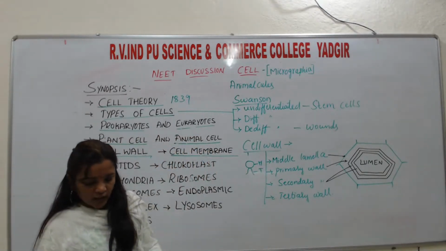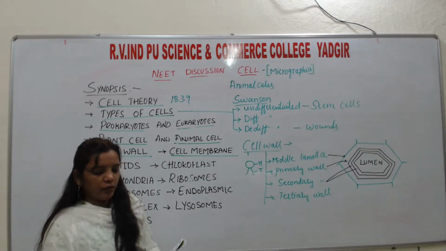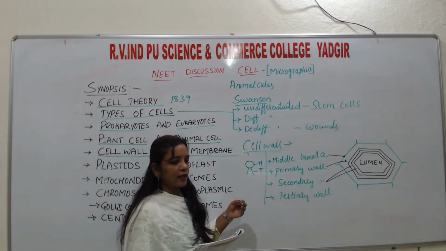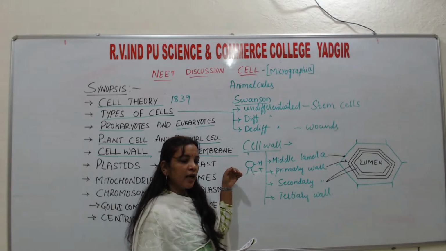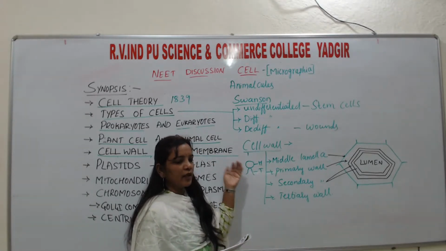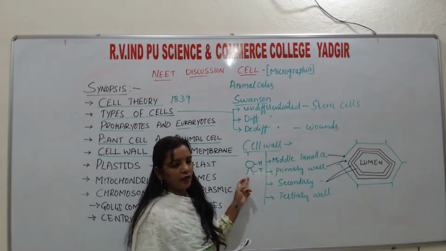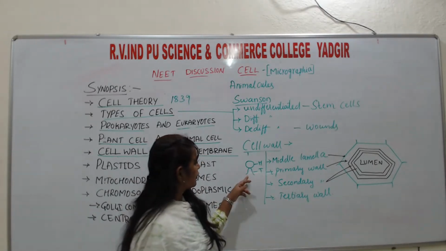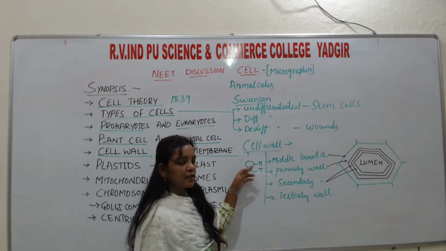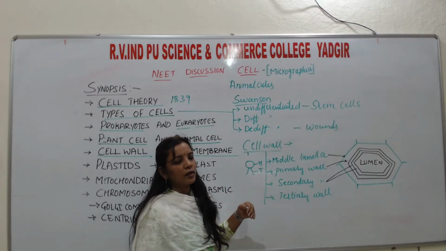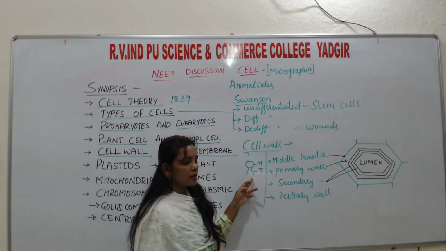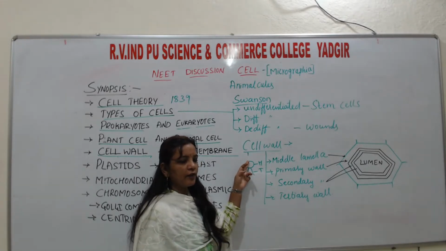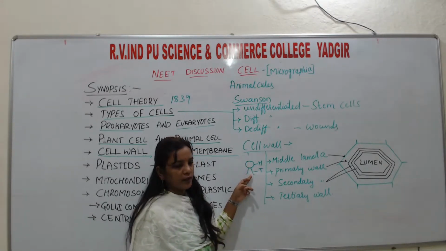The head is called polar hydrophilic. Hydro means they accept the water, and the tail is non-polar hydrophobic. They cannot face towards the water. The head faces towards the water. So these are polar, these are non-polar. These are hydrophilic, these are called hydrophobic.